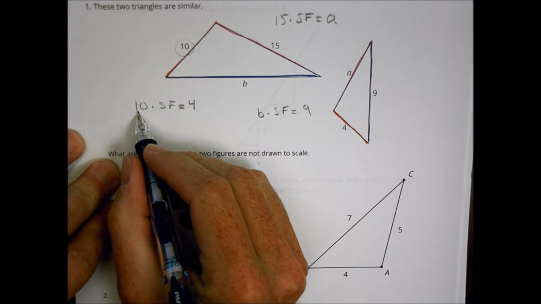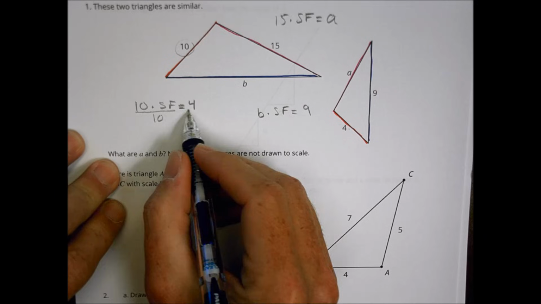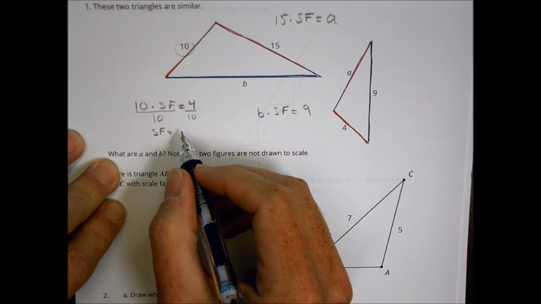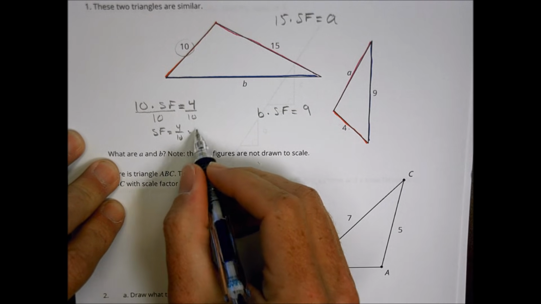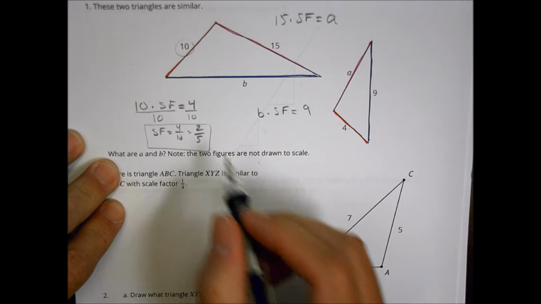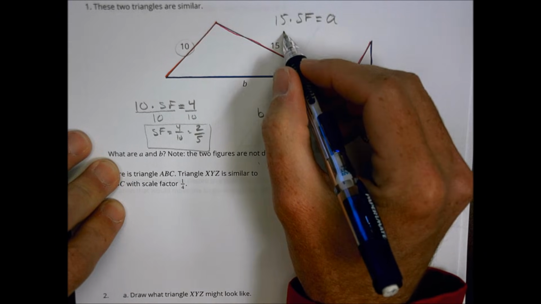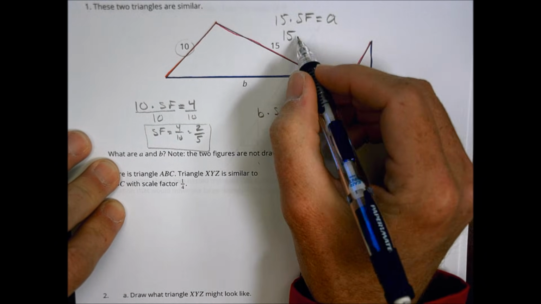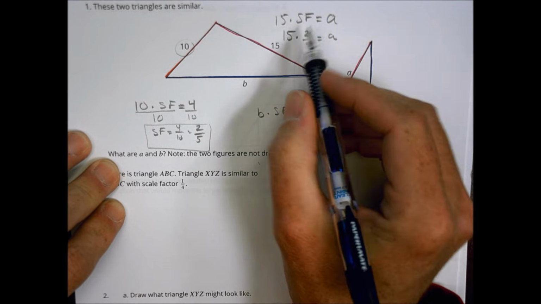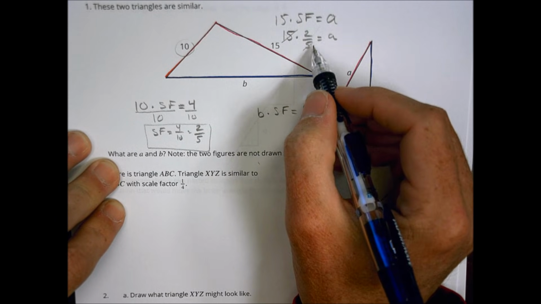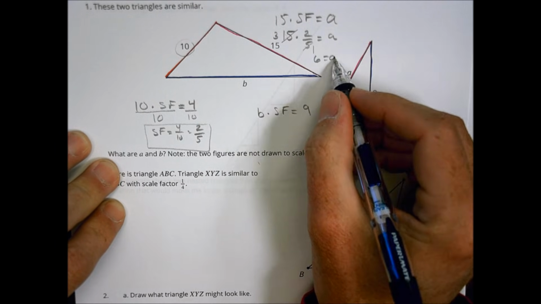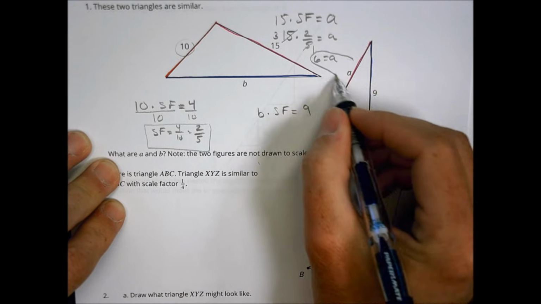Let's get the scale factor by itself. I'm going to divide both sides by 10 to find out that my scale factor is 4/10, which is also equal to 2/5. That's my scale factor. Now that I know my scale factor, I can come back to these problems and plug it in. So for 15, I can do 15 times my scale factor 2/5, and that's going to equal A. So 15 times 2/5, this reduces to 1/3, and 3 times 2 is 6, so 6 equals A, and that's where A is going to be right there.